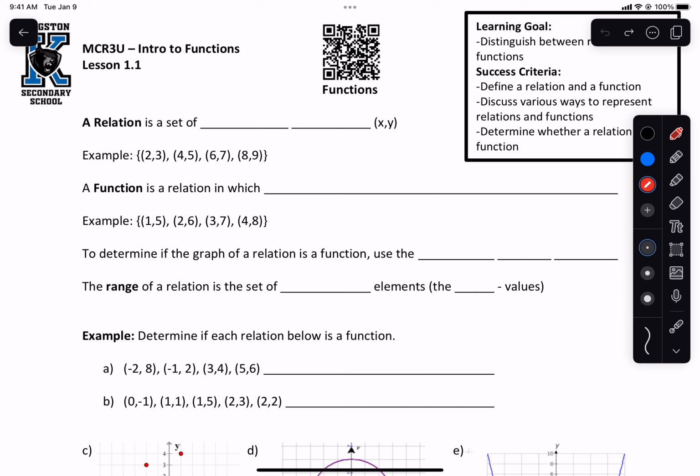So we're gonna look at pretty much the whole course is focused around functions. What are functions? We're gonna make a distinction between something that's a relation, and a function is a subset of a relation. A relation is just a relationship between an x and y variable. A function is a specific subset of what a relation is. A relation is a set of ordered pairs, x, y. So again, just a relationship between two variables.